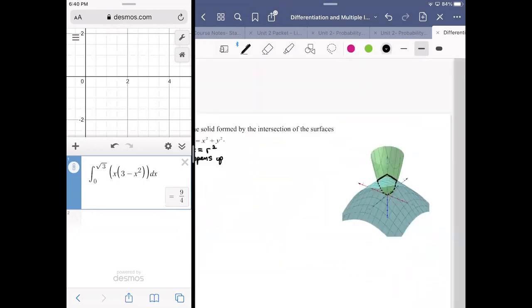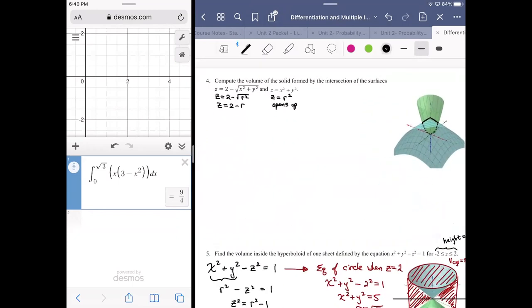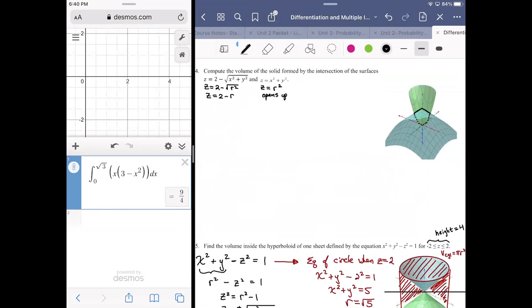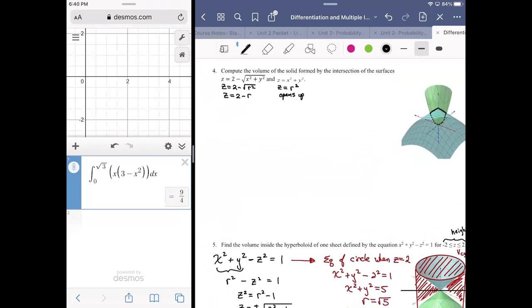Now we're looking again for the volume of the solid formed by the intersection of the surfaces. So it makes sense to find the intersection of the surfaces and see what's up. All right. So that's what we'll do. We know that z is equal to 2 minus r. We also know that z is equal to r squared.